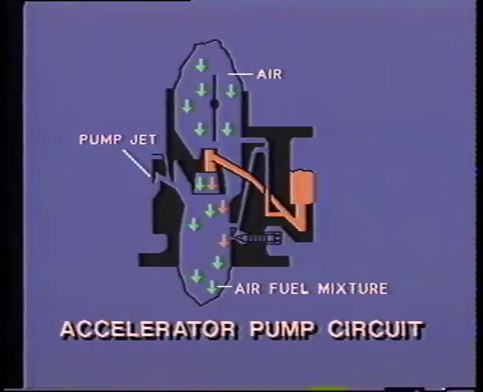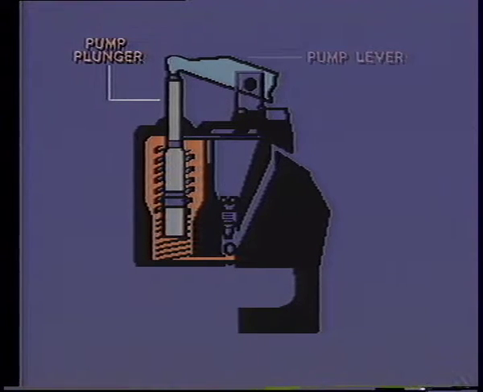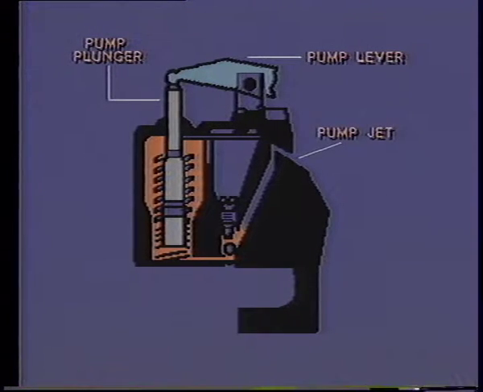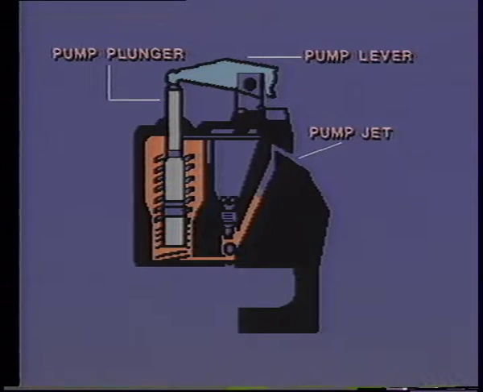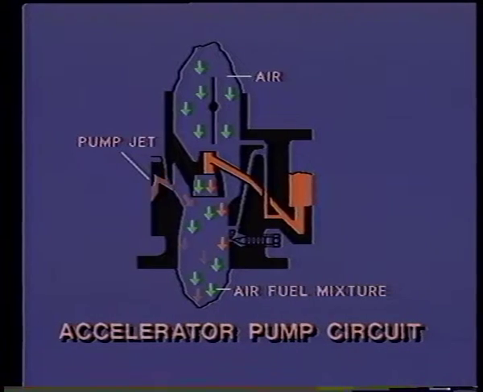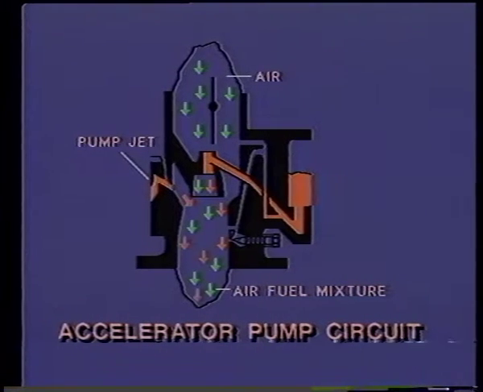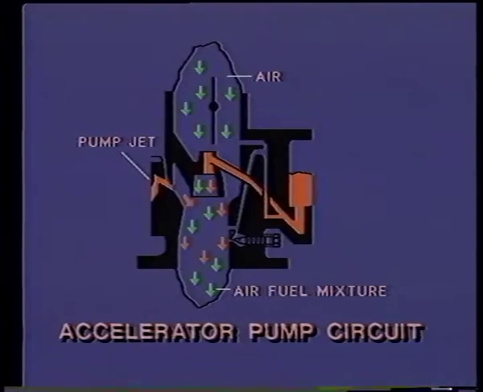To provide the extra fuel required, carburetors have accelerator pump circuits. It includes a pump plunger, which is forced downwards by a pump lever that is linked to the throttle. When the throttle is opened, the lever pushes the plunger down, and this forces fuel to flow through the accelerator pump circuit and out of the pump jet. This fuel mixes with the air passing through the carburetor in the right proportion.